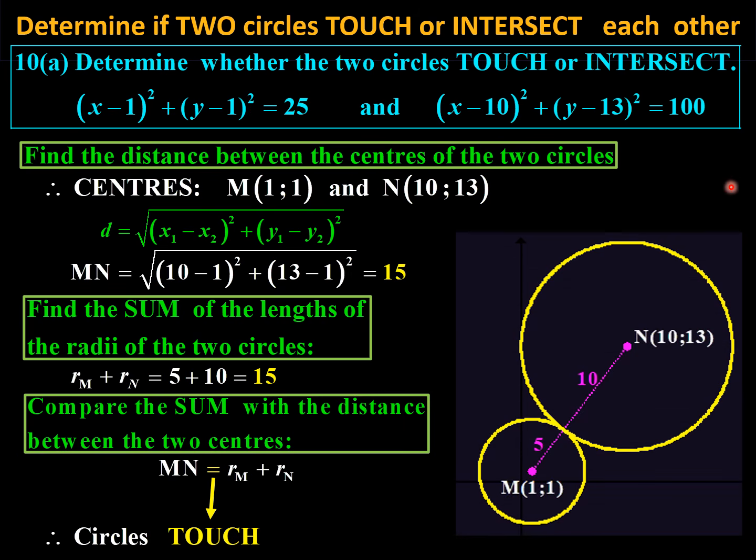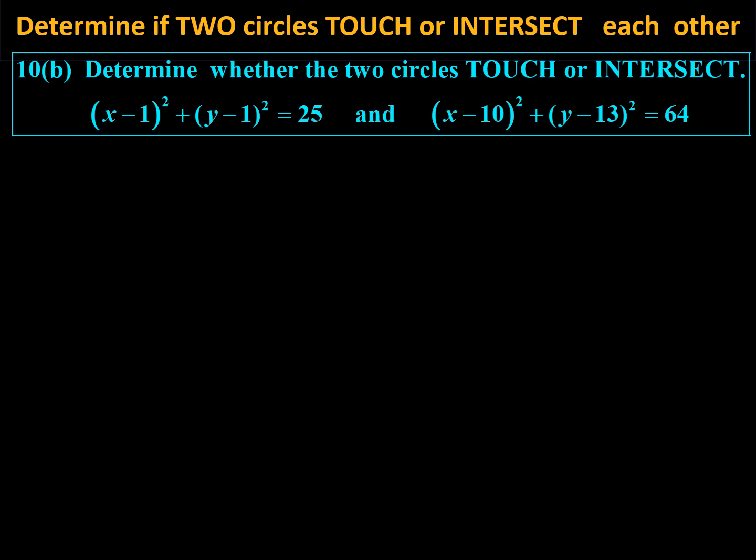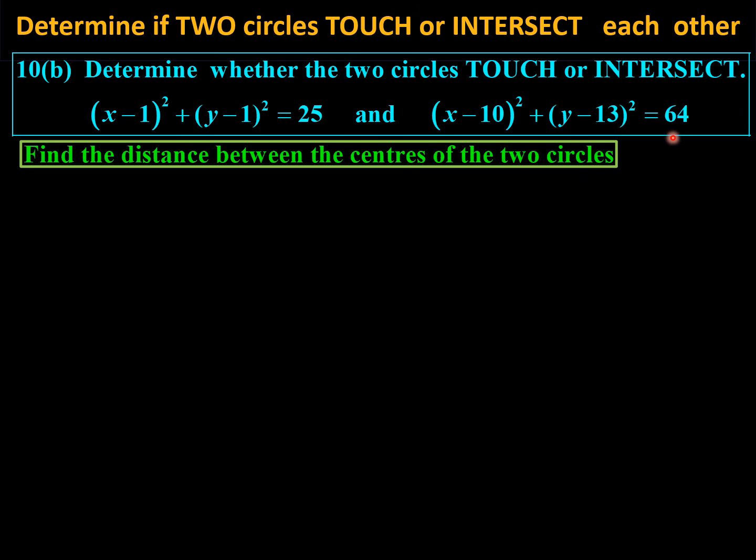Okay, so there you can see that was 5 and 10 and the distance, so the two circles will touch each other there. Now let's look at our second pair of circles. There we have 2 circles. First of all, let's see what we have here. What are the centers? 1 and 1, and the other center is 10 and 13. This one's radius is 5, and that one's radius is 8. So from the equations, we can get the center and the radius.